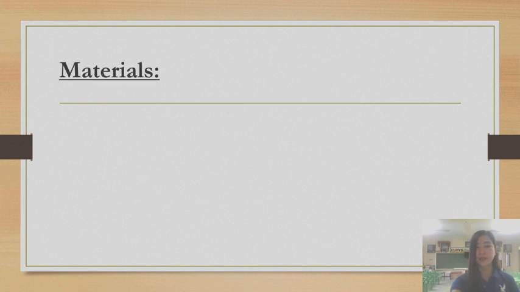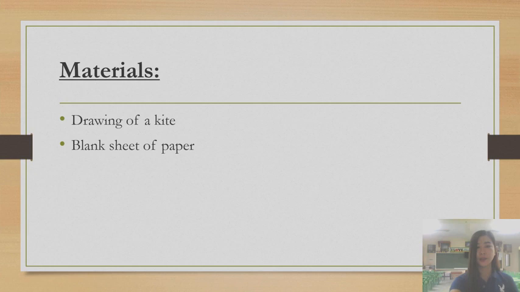The materials needed in this module are the following: drawing of a kite, blank sheet of paper, and coloring materials.